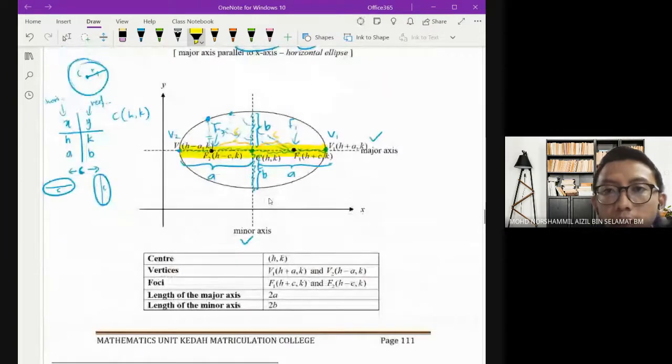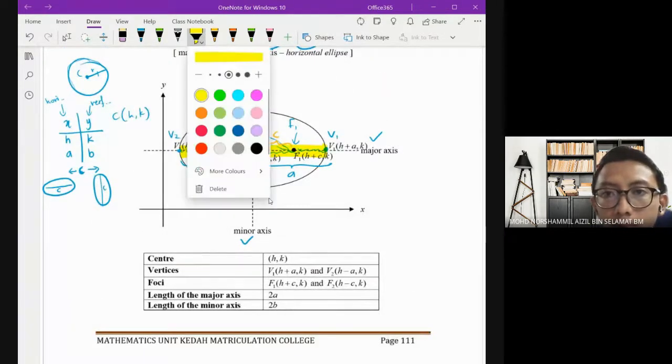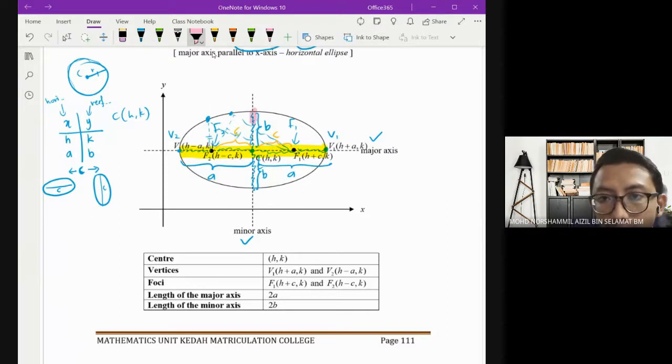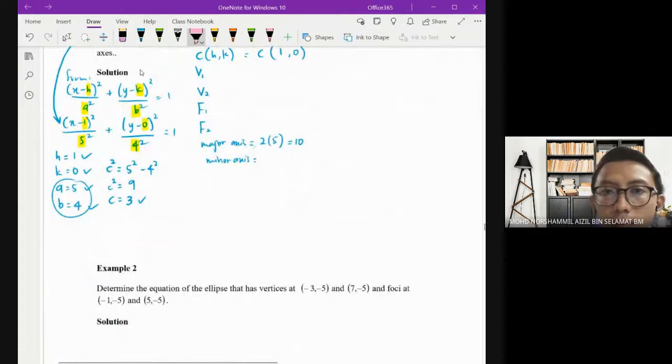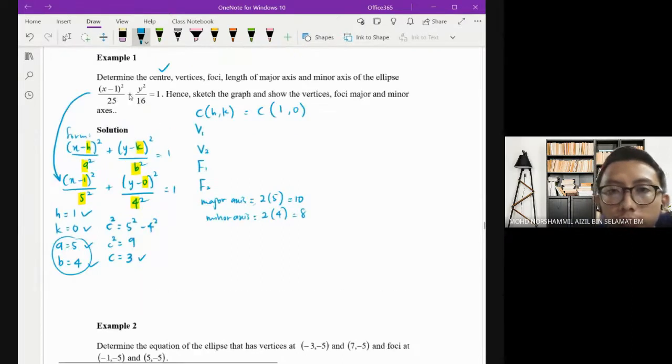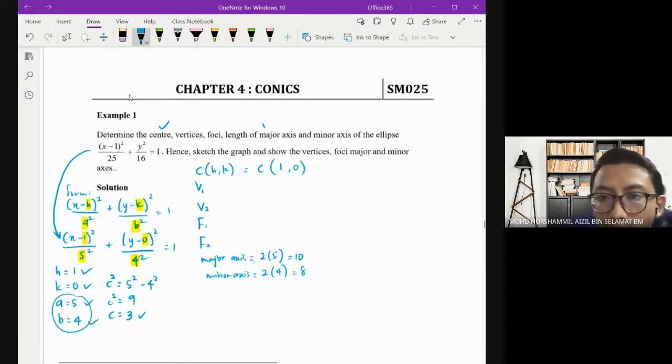Kalau minor axis pula yang ni. So minor axis will be the vertical part. Vertical part in this case B plus B. So 2B. Two times B is 4. So 8. So basically done already with the length of major axis, minor axis. So maybe slightly difficult part is to find vertices and foci.